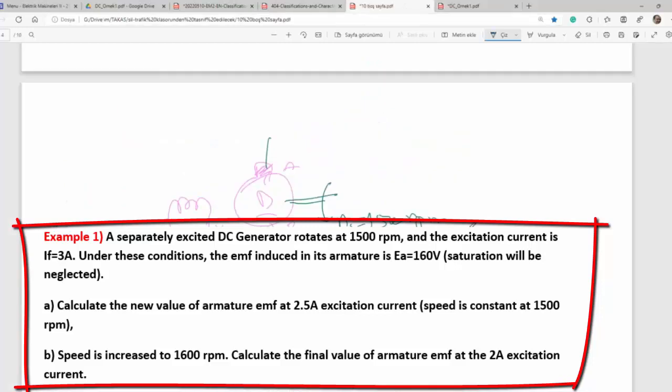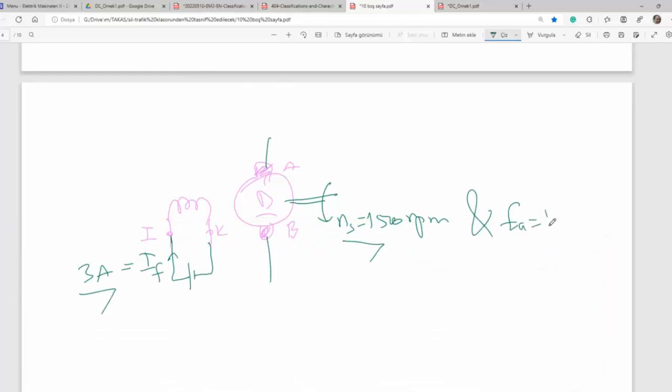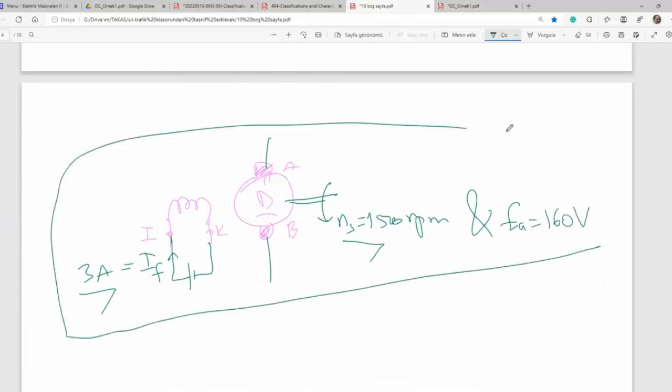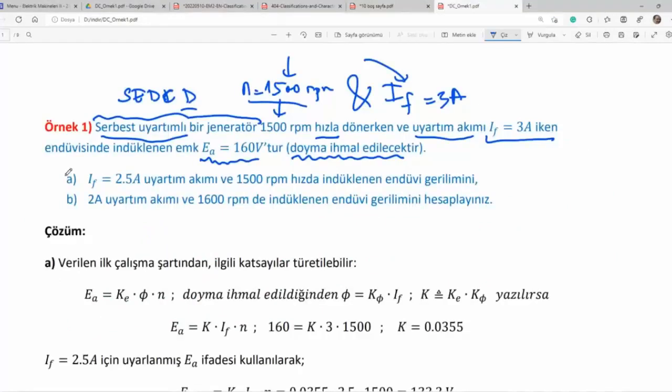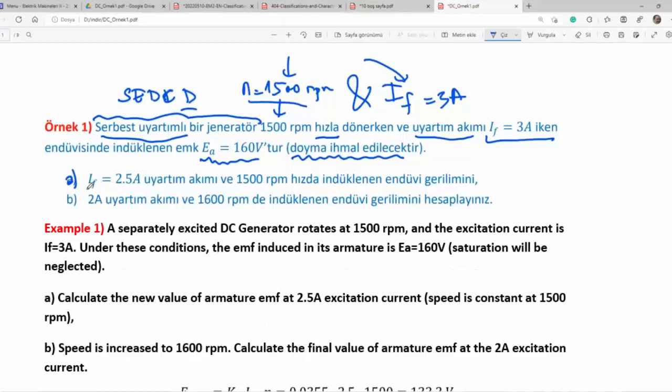Armature EMF at the same time. Here are 3 data: 3 amps, 1500 RPM, and armature EMF of 160 volts. Those are the given conditions of the separately excited dynamo in the question. And question 1A: if the field current is 2.5 amps and the rotation is the same, please calculate the new EMF.